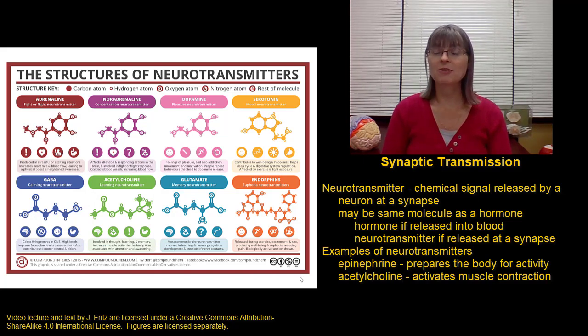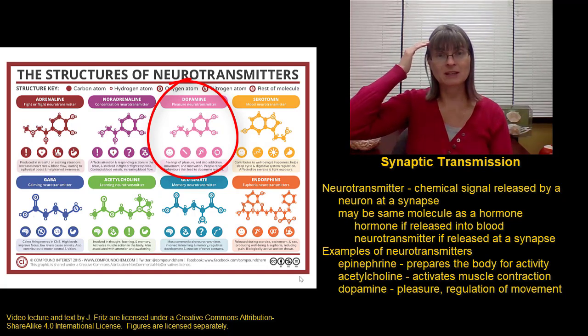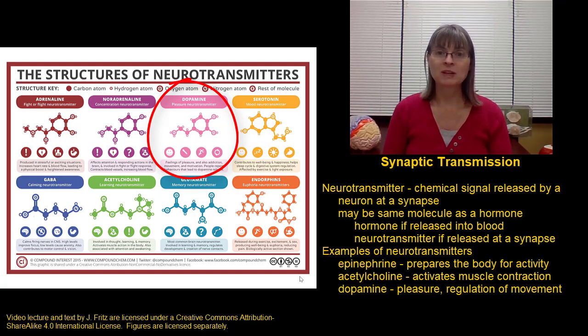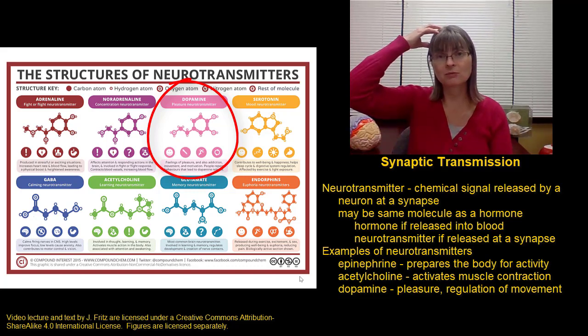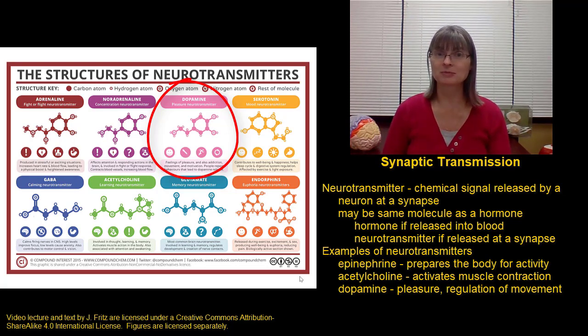Other neurotransmitters you may have heard of before include dopamine. Dopamine is largely found in the brain, in the central nervous system, and dopamine is important for a number of things, including feelings of pleasure, which is why dopamine is often associated with addiction. Anything that causes the release of dopamine triggers an increased desire for that substance because it does create the feeling of pleasure. Dopamine is also important for helping to regulate movements, so some of the signals going from the brain to control the movements of our body use dopamine as the neurotransmitter.